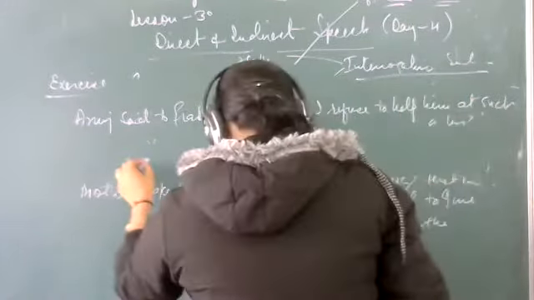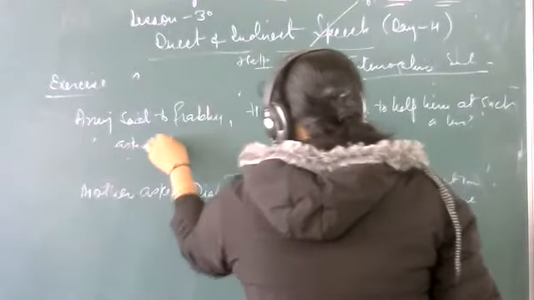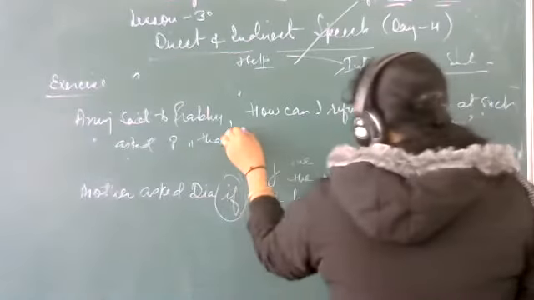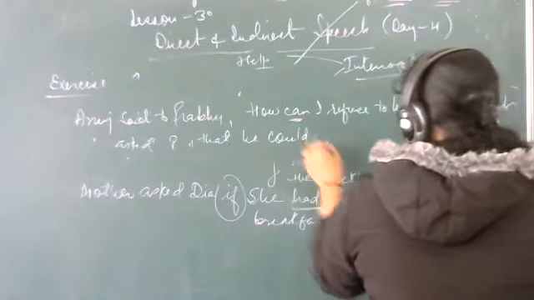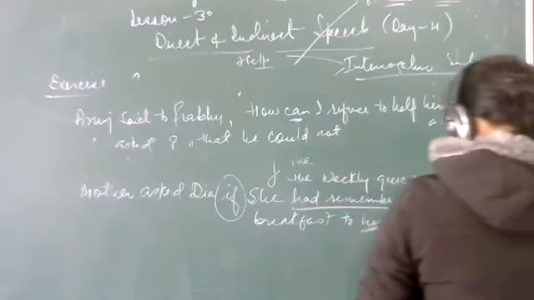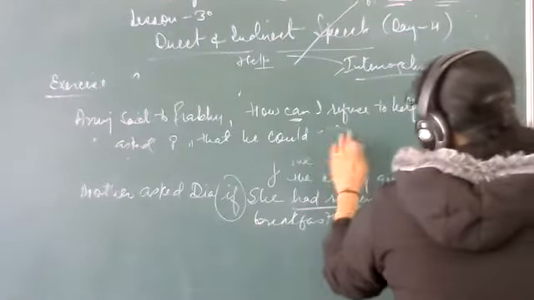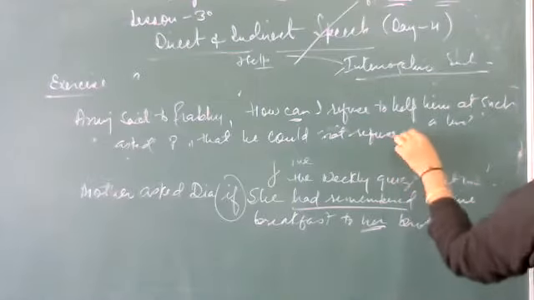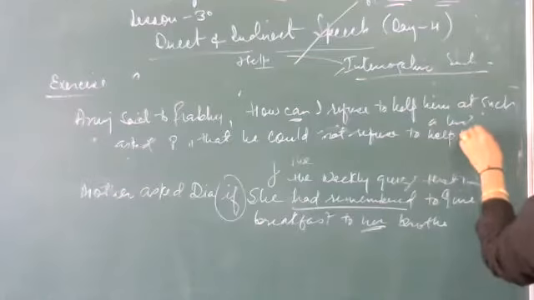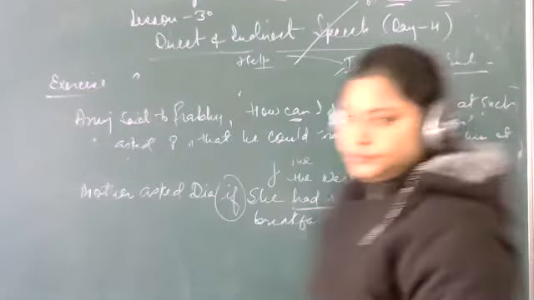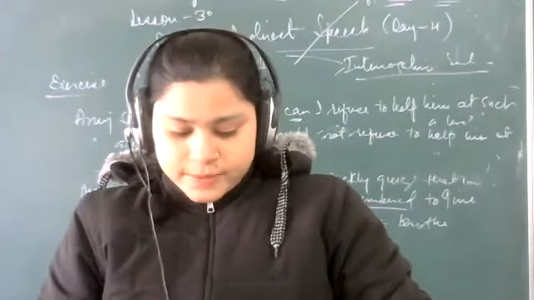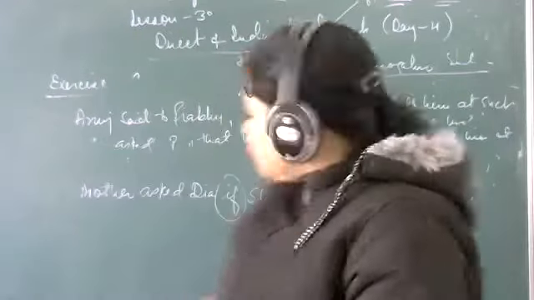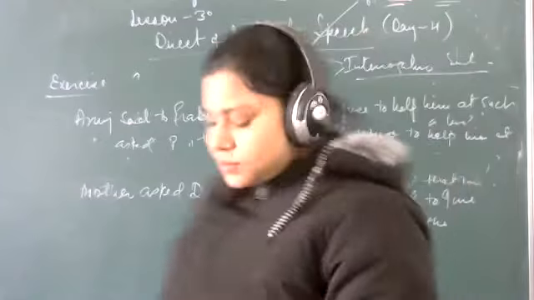So first of all, he asked Prabhu that he could not have. Can will change into could. He could not refuse to help him at such a time. See, Anuj told Prabhu or asked Prabhu how he could not refuse to help him at such a time.